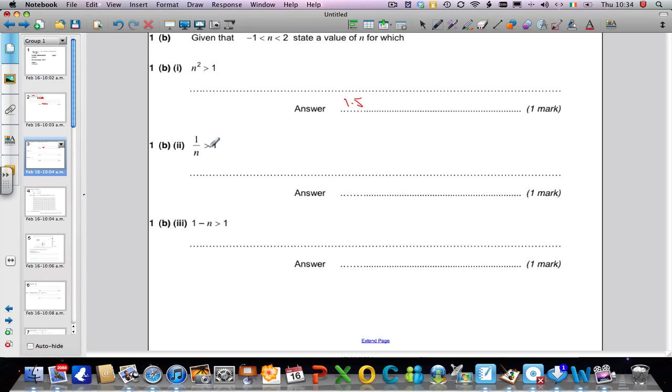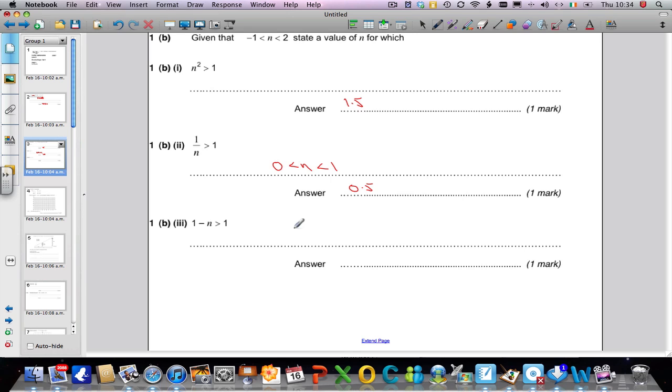1 over n is greater than 1. So I need to choose a value for n. In this case, I chose 0.5. Any number that's greater than 0 but less than 1 will give us the solution to this one. 1 divided by a half is actually 2, and 2 is greater than 1, so that's why that works.